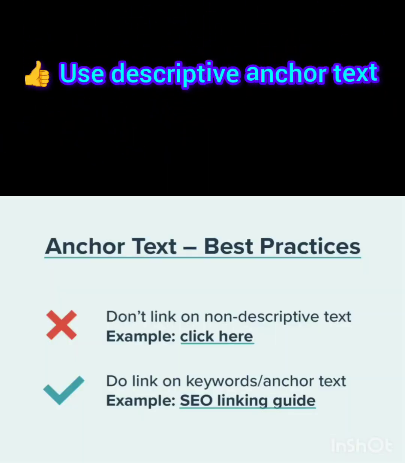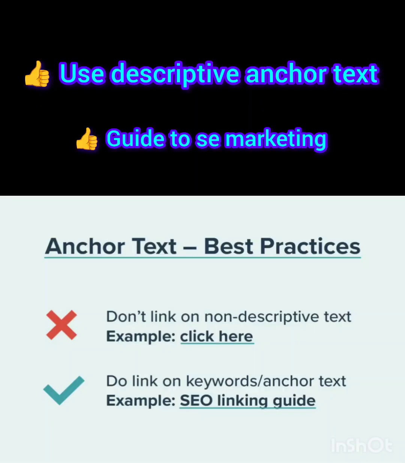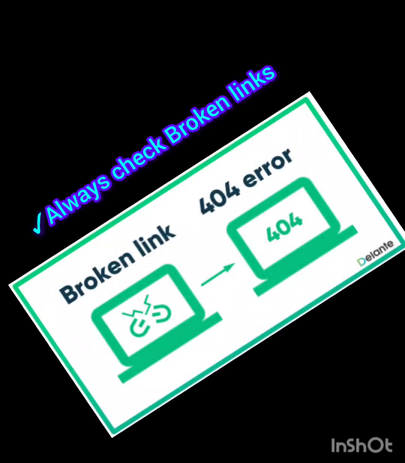So use a descriptive anchor text. It is a clickable hyperlink, often in blue color, that serves as a label that tells both users and search engines what the destination page is about. Please avoid writing click here. Instead, use keywords that describe the target page. For example, you can write guide to search engine marketing. Don't overdo it, and always check for broken links so users don't get the error 404 page.